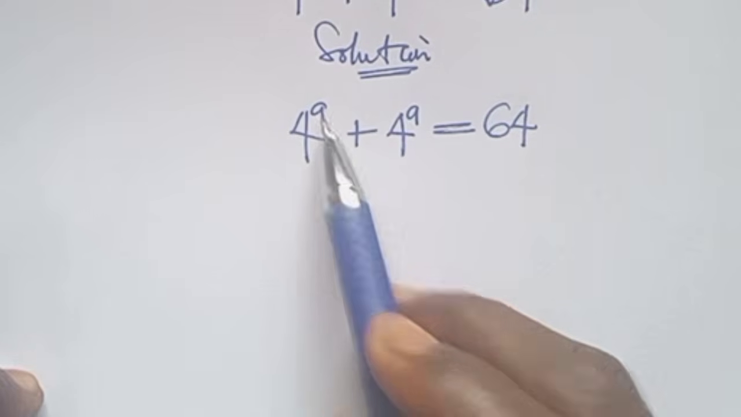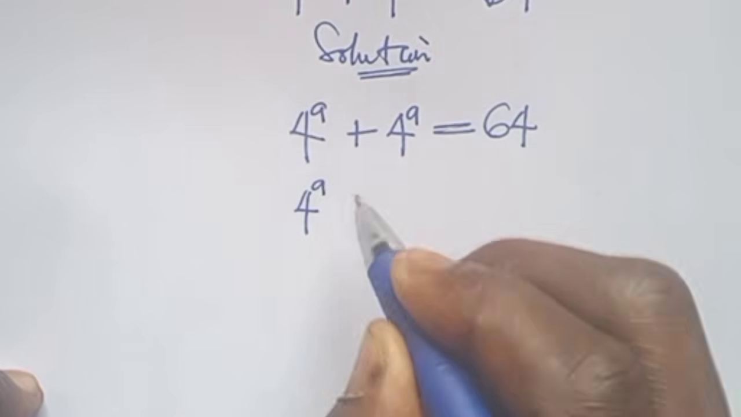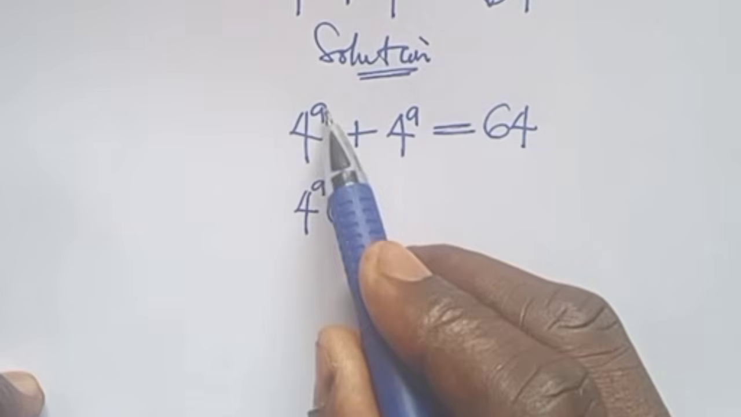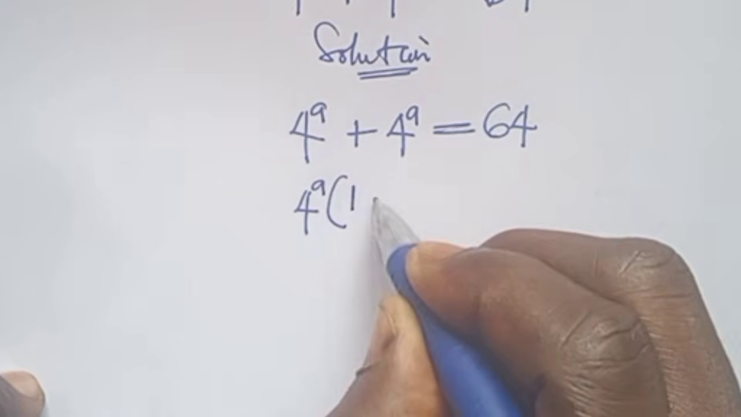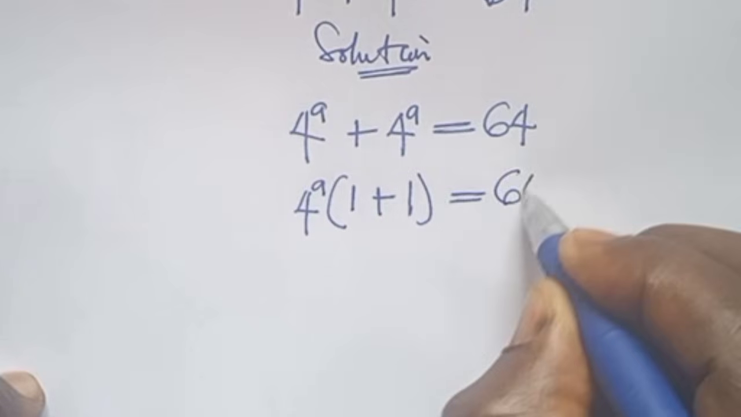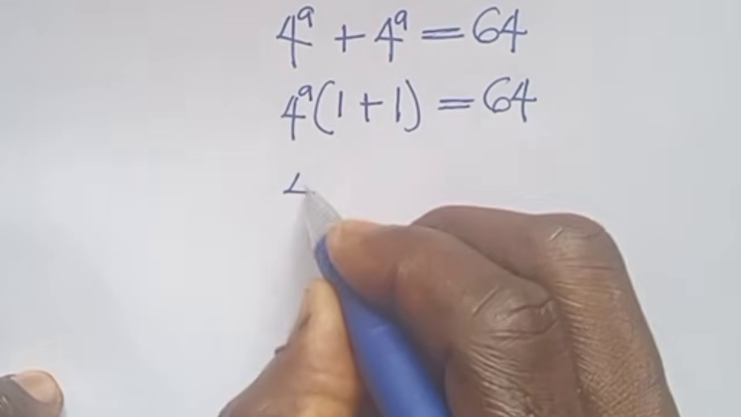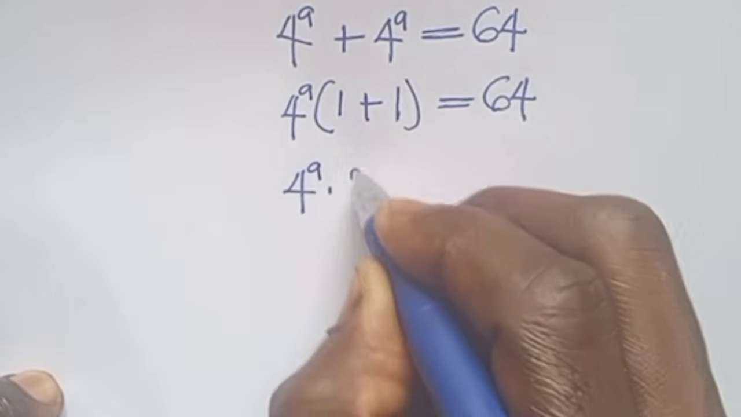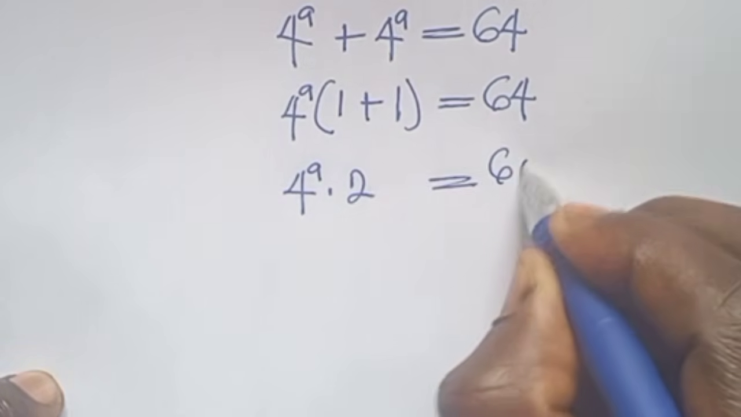Here 4 to the power of a is common to the two terms, so we factor it out: 4 to the power of a, and open a bracket, 4 to the power of a divided by 4 to the power of a, what we have is 1, plus here also is 1, everything equals 64. If you do this very well, we're going to have 4 to the power of a times 2, since 1 plus 1 is 2, equals 64.